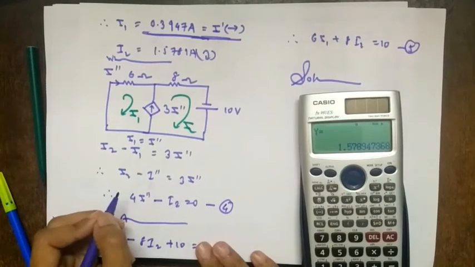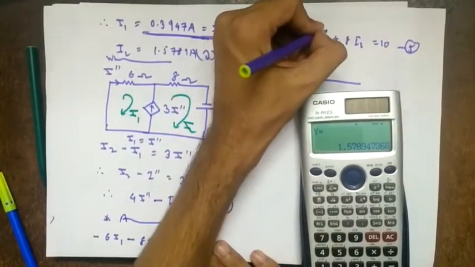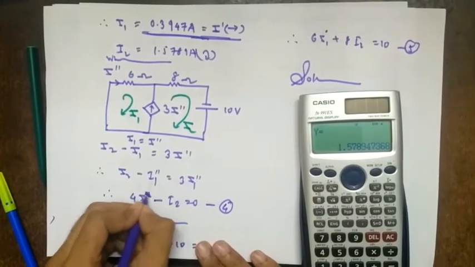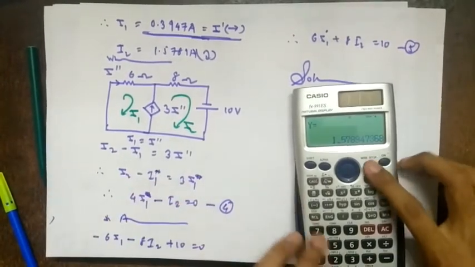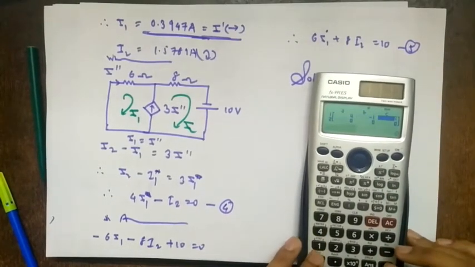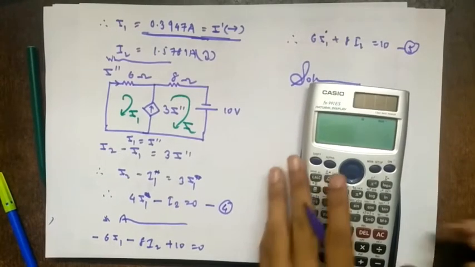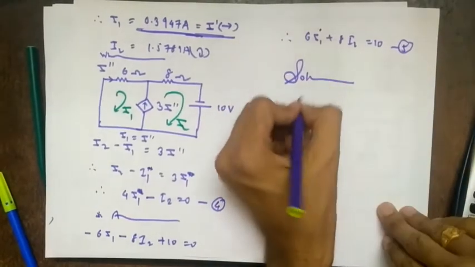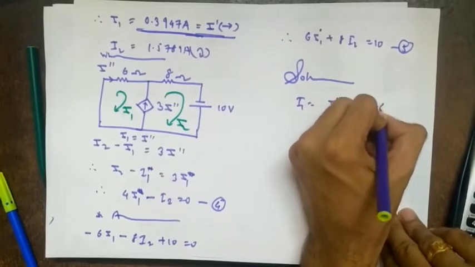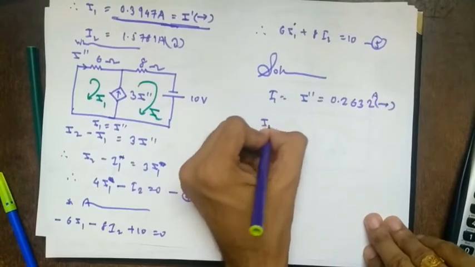This will be I1 is I double prime. So we'll get I1 and I2. So 4 minus 1, 0, 6, 8, 10. So I1, which is nothing but I double prime, equal to 0.2632 amperes towards right. Don't forget the unit.